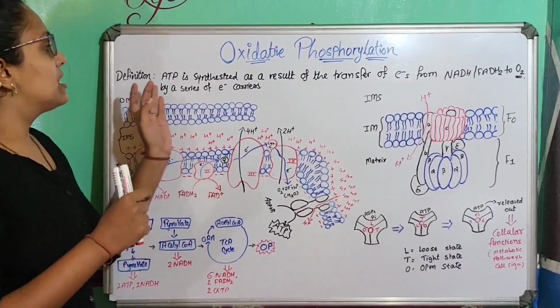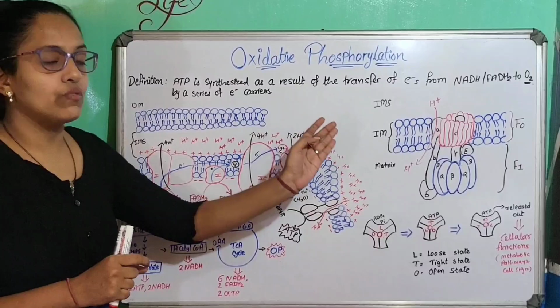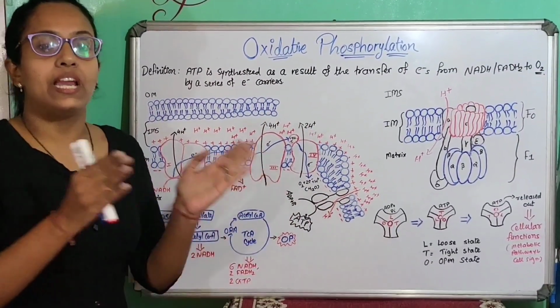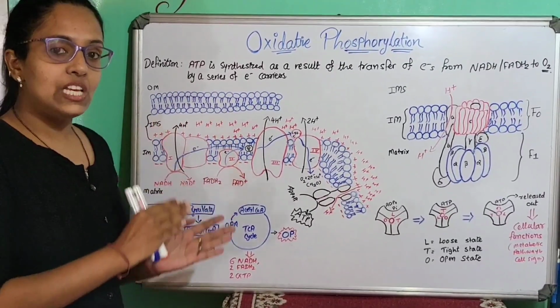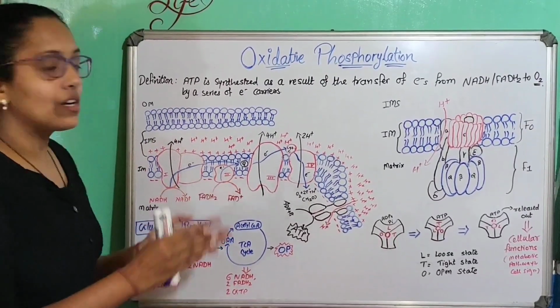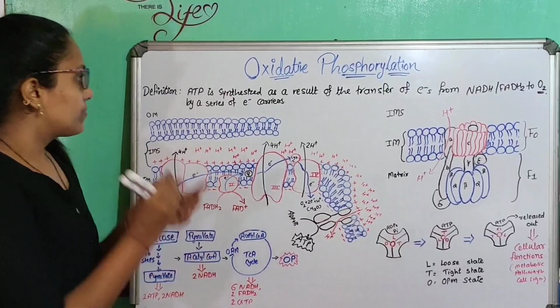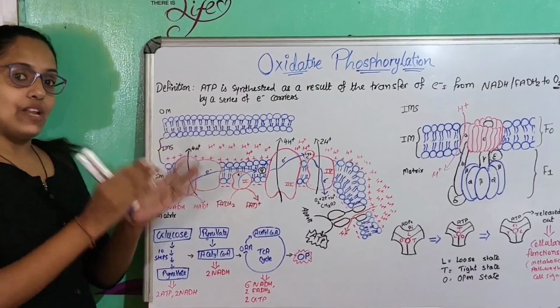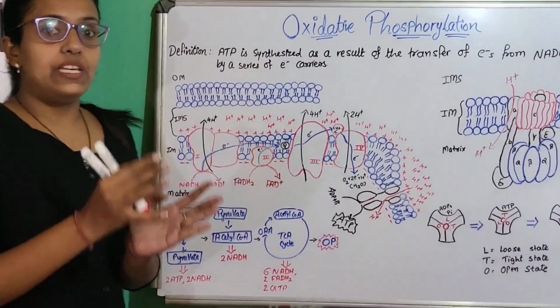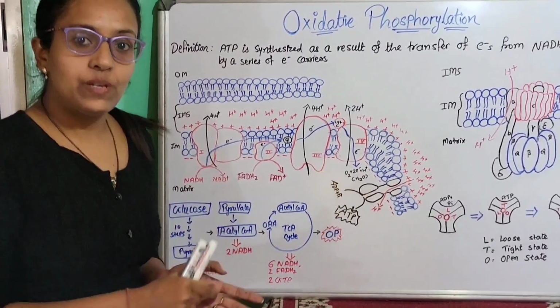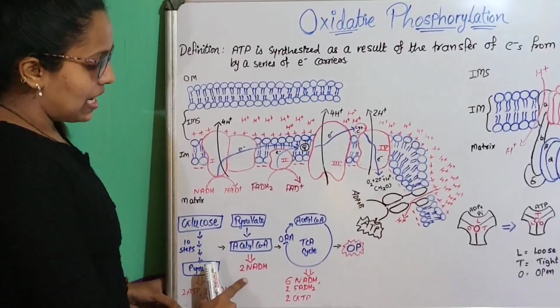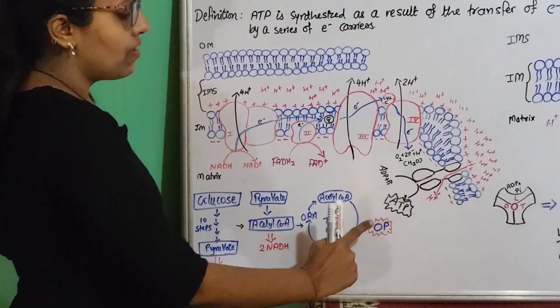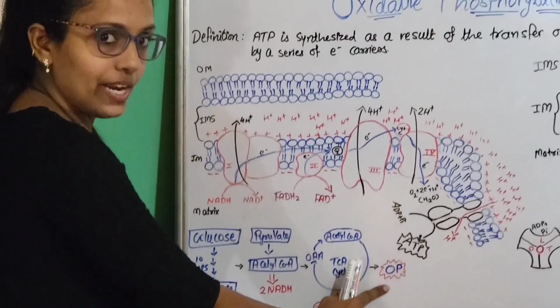So ATP is synthesized as a result of transfer of electrons from NADH and FADH2 molecules to oxygen via a series of electron carriers. So with the help of the cellular respiration process, ATP is synthesized. Cellular respiration comprises glycolysis, linked reaction, and the TCA cycle, which ends up with oxidative phosphorylation.